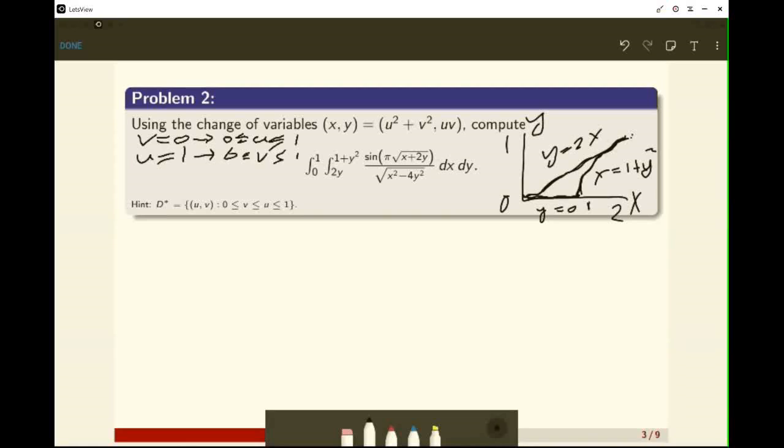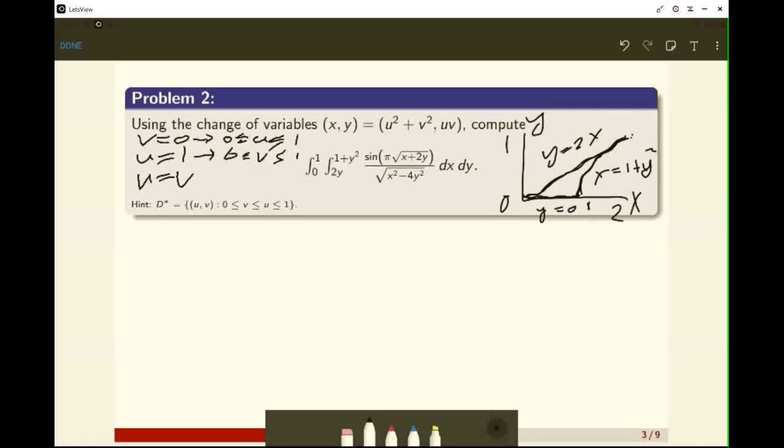And then the final one, y equals 2x. We can see that if u and v are equal, and again they're ranging between 0 and 1, then the x coordinate is u squared plus v squared.